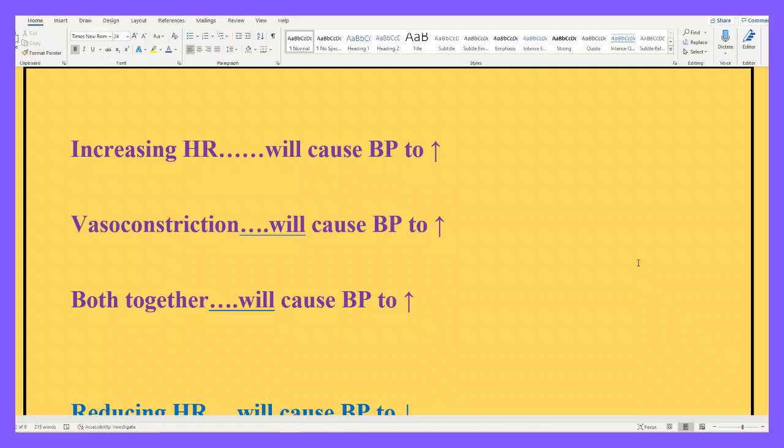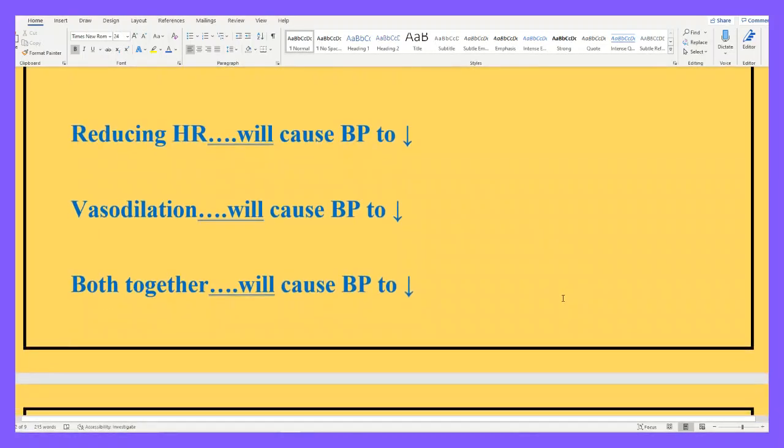Why would you want your blood pressure to go up? Because it has fallen for some reason. You could have lost some blood, you could have a heart disorder, a disease, it could be any number of things. On the opposite side, if we reduce heart rate, all other things staying equal, your blood pressure will go down. You're reducing cardiac output, your heart rate is down, and your blood pressure falls.